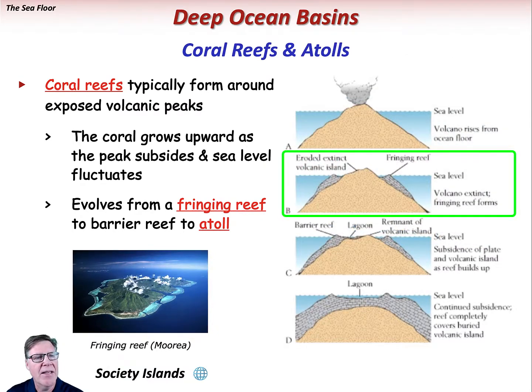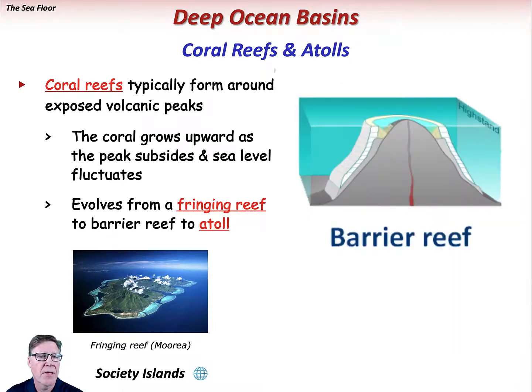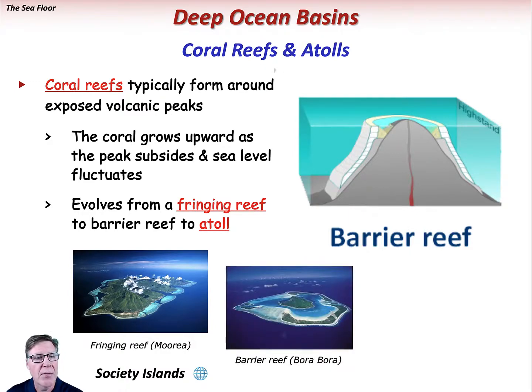As volcanic activity ends and the island begins to subside, the land area slowly disappears. The coral reef builds up higher and higher to stay within the shallow waters, forming a barrier reef and lagoon around the diminished volcanic island. Bora Bora is a good example of this phase.